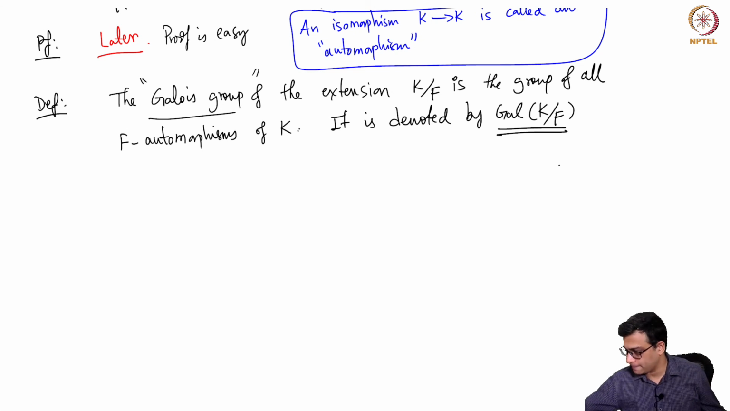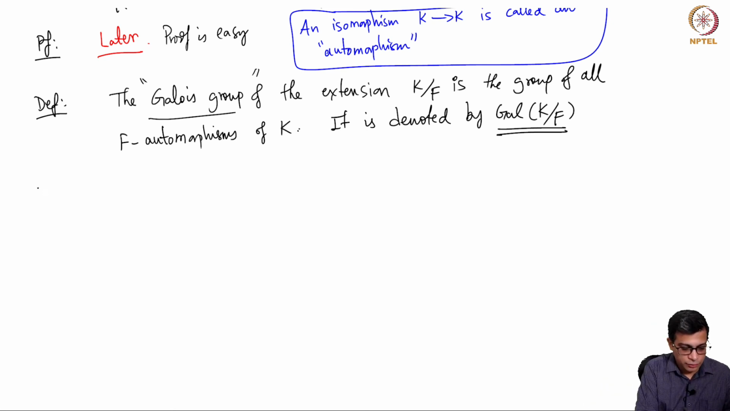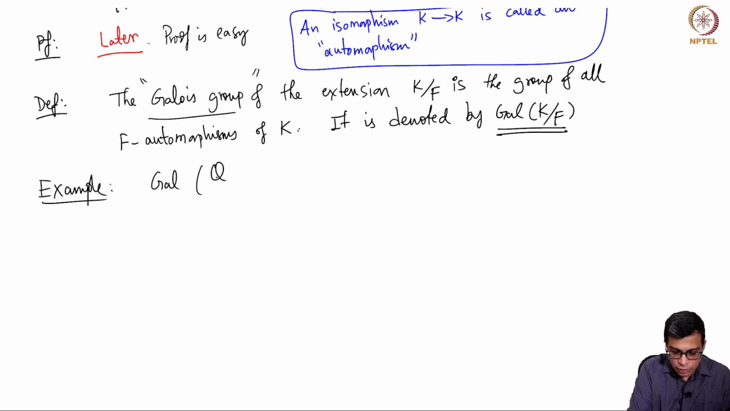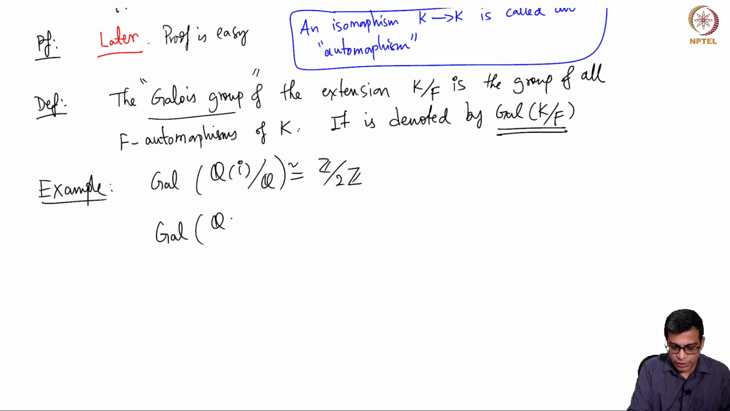Okay, so let me end the video by giving you a bunch of examples. I will not prove many of these. I will not prove them now. They are either easy or we will come back to the proof later. So the Galois group of Q adjoin i over Q is Z mod 2Z. The Galois group of Q adjoined, let's say, i comma root 2 over Q is isomorphic to Z mod 2Z cross Z mod 2Z.